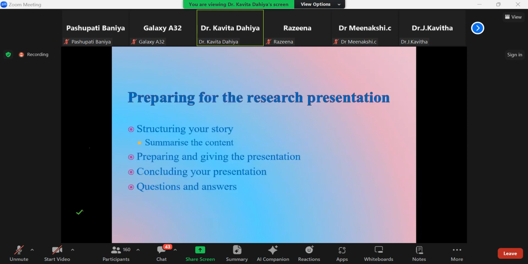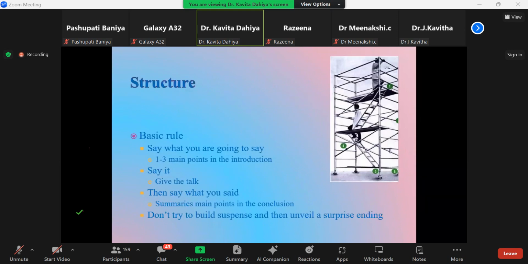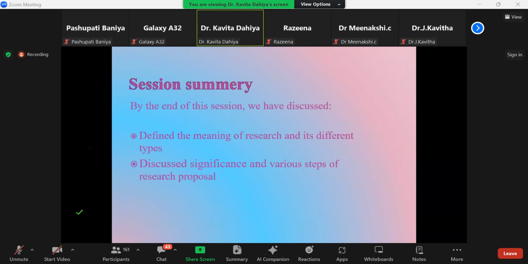So, prepare the research presentation in an efficient way, by structuring your story, preparing and giving the presentation, as well as concluding your presentation. Structure is always very important, and you need to give each and every fact and tentative plan in your research proposal, as represented in the figure where the first, second, third, fourth, all the steps are given carefully.